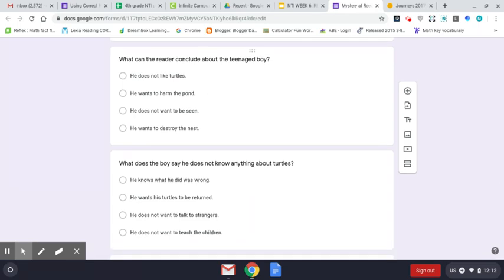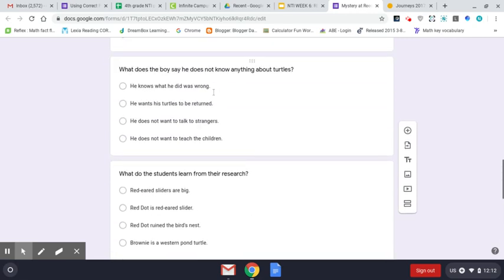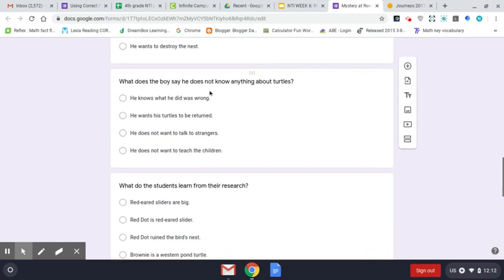Think about how the teenage boy acted, either his mannerisms, the way that he behaved, or the things that the teenage boy said. So you may have to use some inferencing skills on this one. You may need to read between the lines. Next question. What does the boy say he does not know? That question sounds goofy to me. I may have to go back and retype that. Or why does the boy say he doesn't know anything about turtles? I think that's what it's supposed to be.